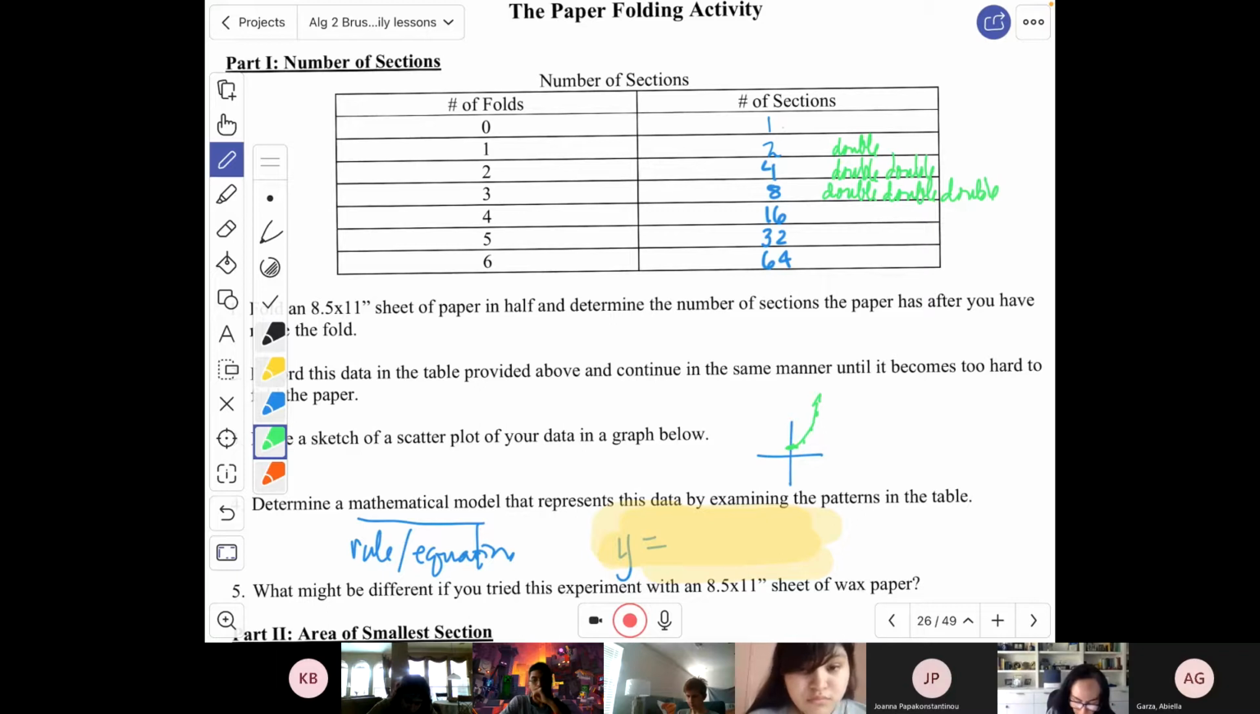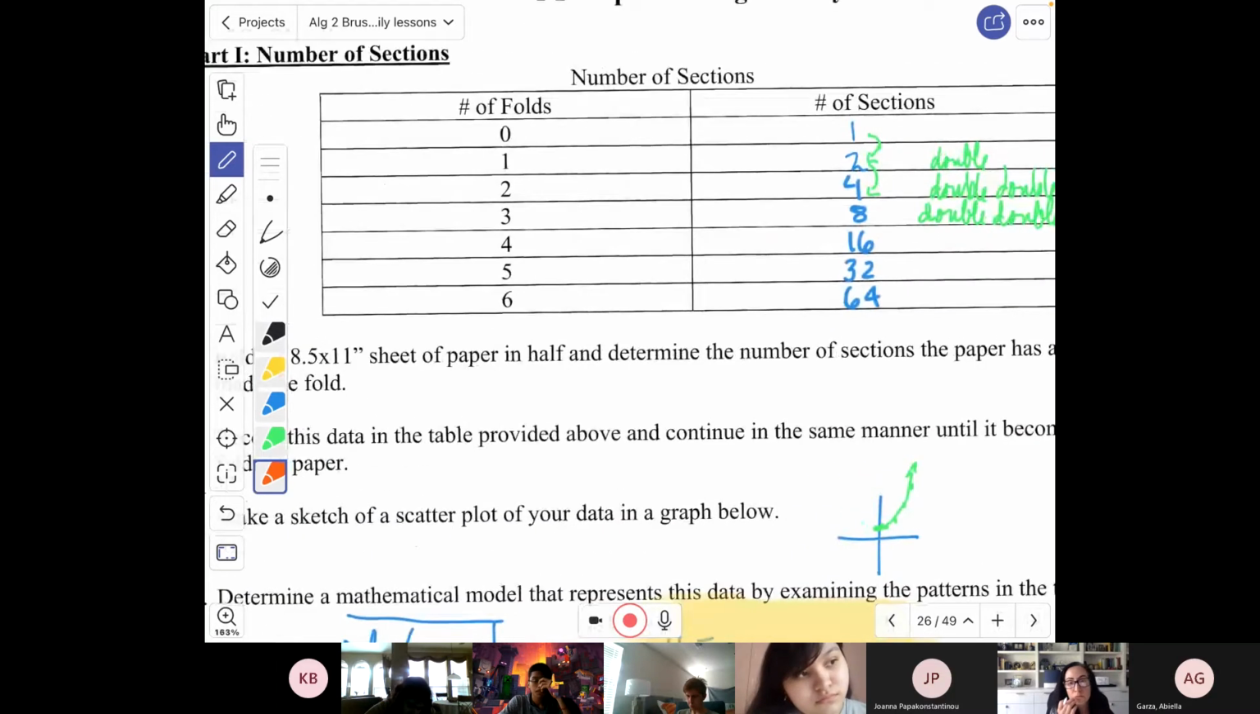So what am I doing to this one to get that one? Does anybody recognize a pattern? What are we doing to get the next number? We're not adding, we're not subtracting. What are we doing? Multiply. We are. We're multiplying by 2, right? So we're taking that y, and we're multiplying by 2. We're multiplying by 2. We're multiplying by 2. So we're not adding, so it's not a finite difference.